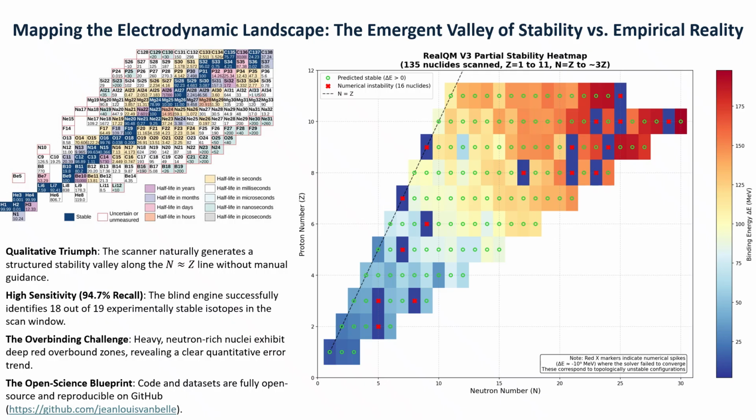I mentioned it here, the open science blueprint of this whole thing. All of my code and my data sets are open source. They're on GitHub. You can reproduce the results. I mentioned the link there, github.com/Jean Louis Van Belle. I think we're there. Yeah, slide 18.